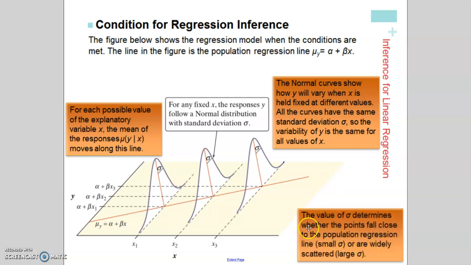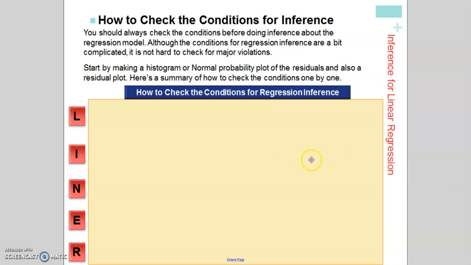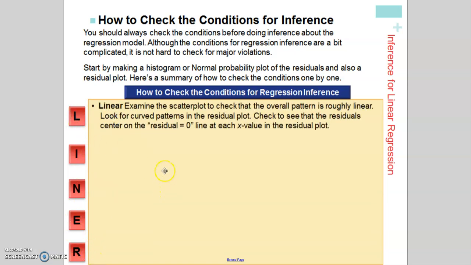Now the value of sigma determines whether the points fall close to the line or are widely scattered. That's what that is measuring. So let's do these 5 conditions again, and the way you can remember them is this abbreviation LINER, L-I-N-E-R. L stands for linear. So the way you check that is you examine the scatter plot and check the overall pattern is roughly linear. You look for curve patterns in the residual plot and you check to see if the residuals are centered on that residual equals 0 line.